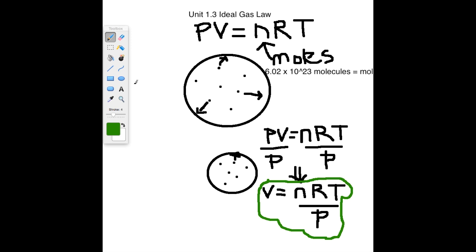V, so volume, is in liters. P, so the pressure, is in atmospheres. And you can think, you're walking around, you don't really feel the weight of all the air and other gases on you, but there is an atmosphere of pressure on you.